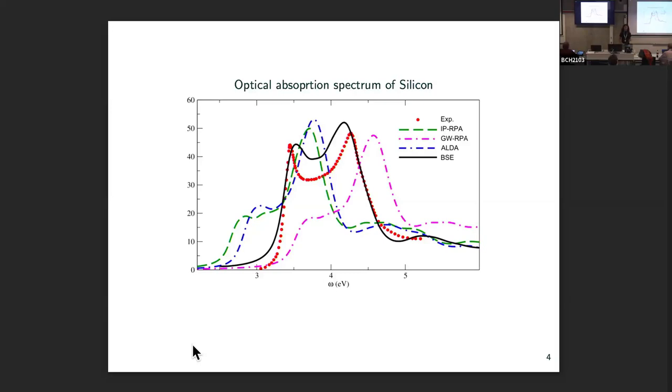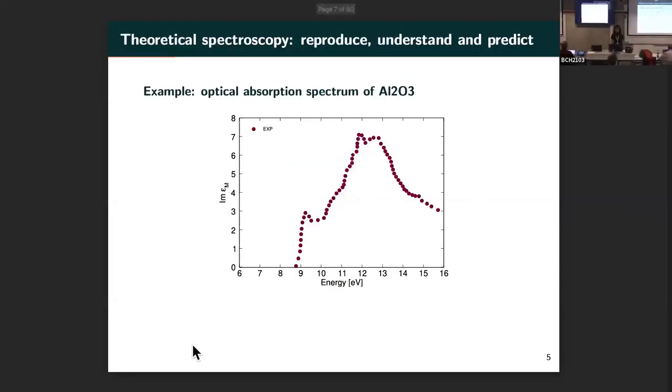So you have already seen in Valerio's talk that if you instead do Bethe Salpeter, you can really capture both the positions of the peaks, the energies, and also you can capture very well the shape of the oscillator strength. So that is, I think, really a good motivation to think of using Bethe Salpeter.